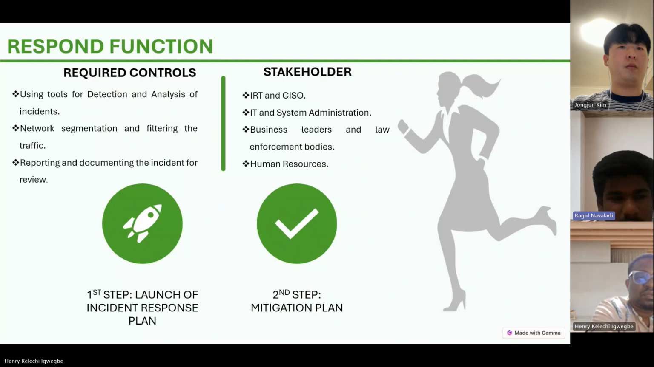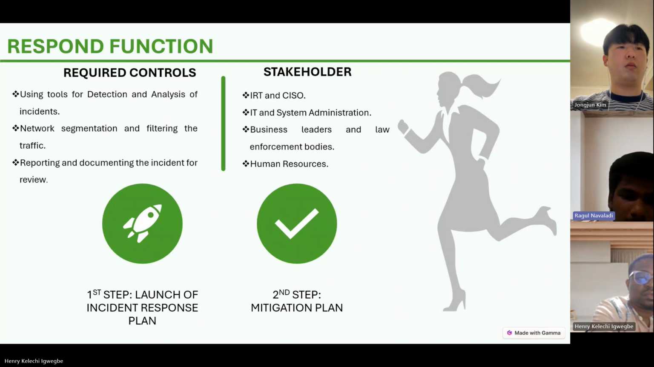The required controls in the response function. Here, we use tools like intrusion detection systems for automation; these automation tools make it easier for the workers to manage these types of attacks. And then network segmentation is important, because it helps us stop the attacks from spreading over the overall system.